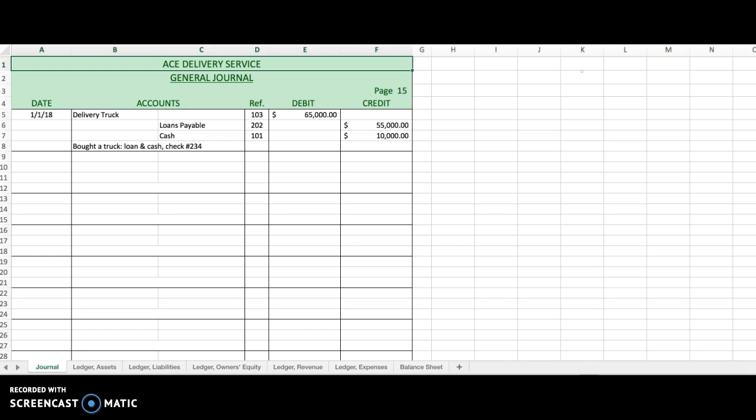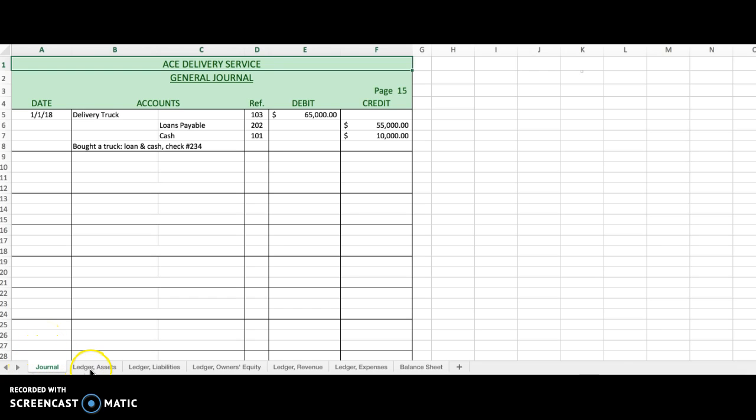So, on your screen, you see a general journal for the ACE Delivery Company, and you see a transaction that should be fairly familiar. We've had this a number of times. The company on January 1 of 2018 bought a delivery truck for $65,000, and they took out a loan for most of it, $55,000, and paid cash for $10,000. Very common type of transaction.